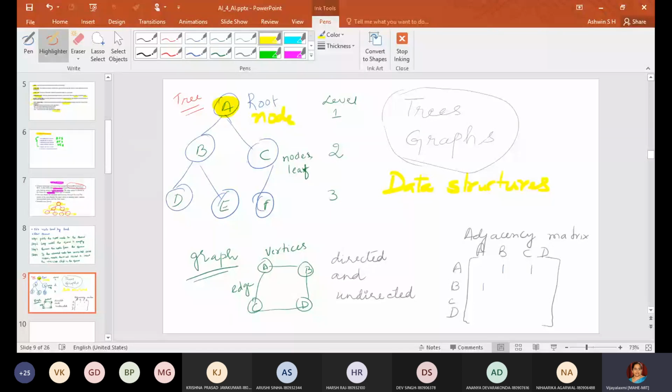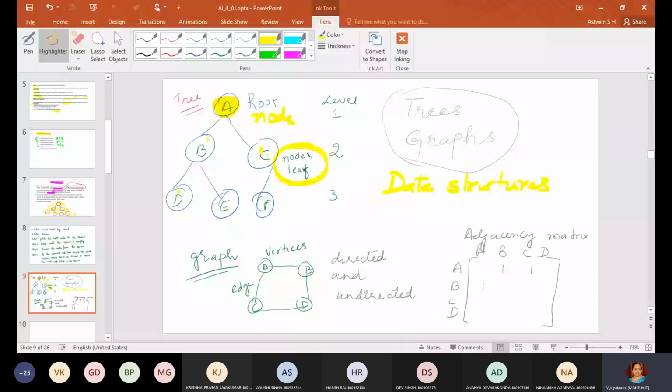Okay. So normally the number of subtrees of a node, we call it the degree of the node. Degree of A here is 2, degree of B is 2, degree of C is 2, like that. Okay, degree of C is 1, like that. So here these B, C, D, E, F are the leaf nodes. This we normally call leaf nodes.